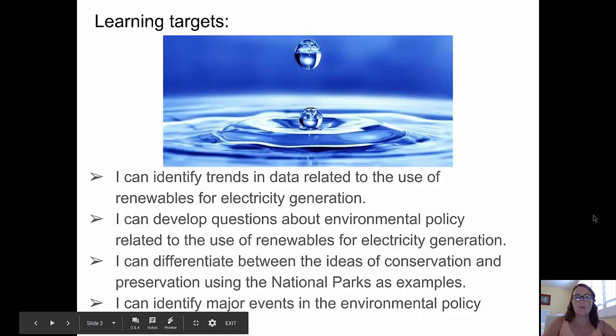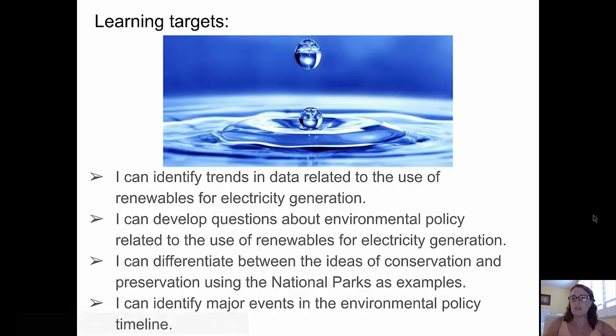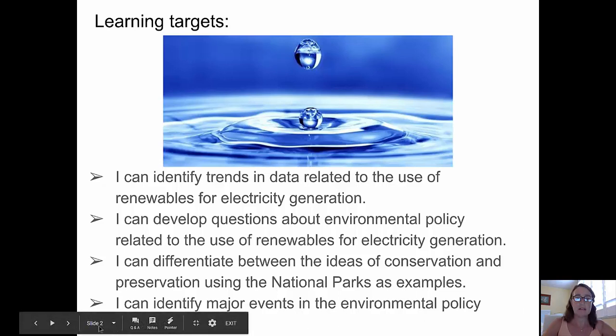The learning targets for this video are: I can identify trends in data related to the use of renewables for electricity generation. I can develop questions about environmental policy related to the use of renewables for electricity generation. I can differentiate between the ideas of conservation and preservation using the national parks as examples, and I can identify major events in the environmental policy timeline.